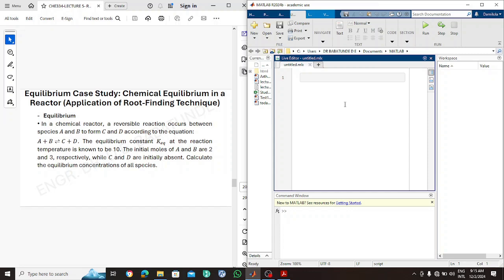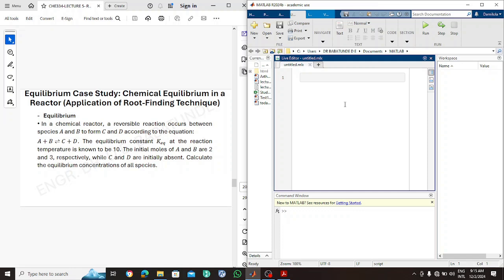So in the last lecture, we looked at the topic titled root finding techniques. We considered various techniques for finding roots of nonlinear equations. Okay, so today what we'll be doing is to apply that knowledge to a chemical engineering problem.